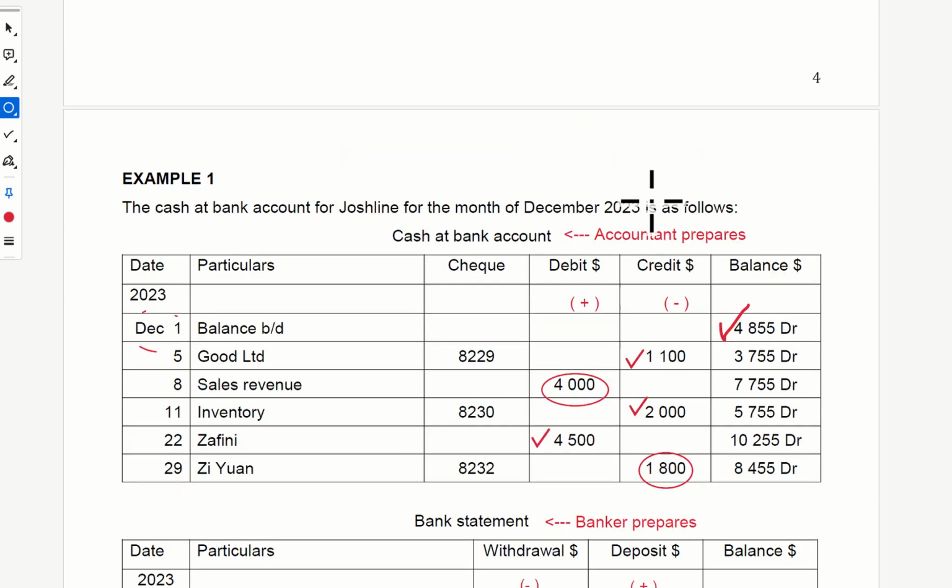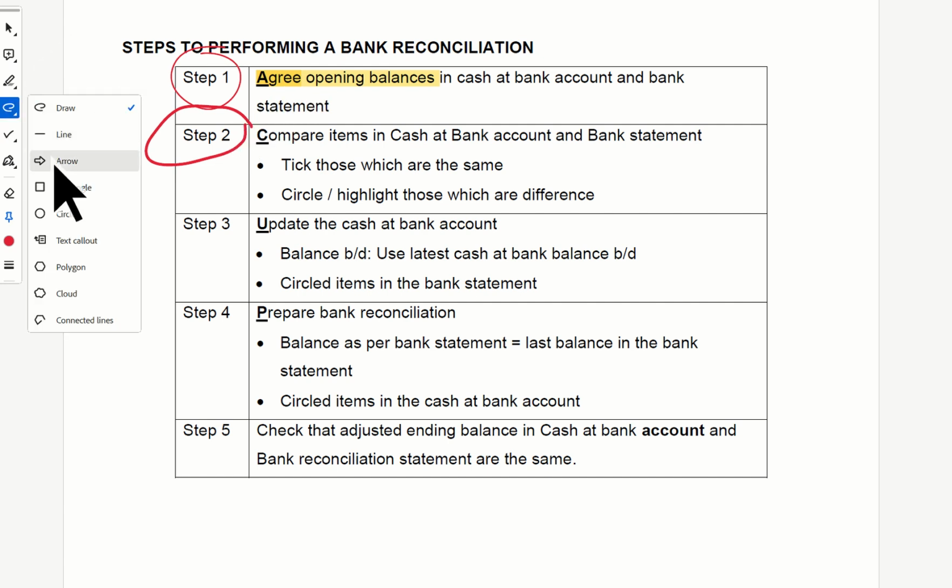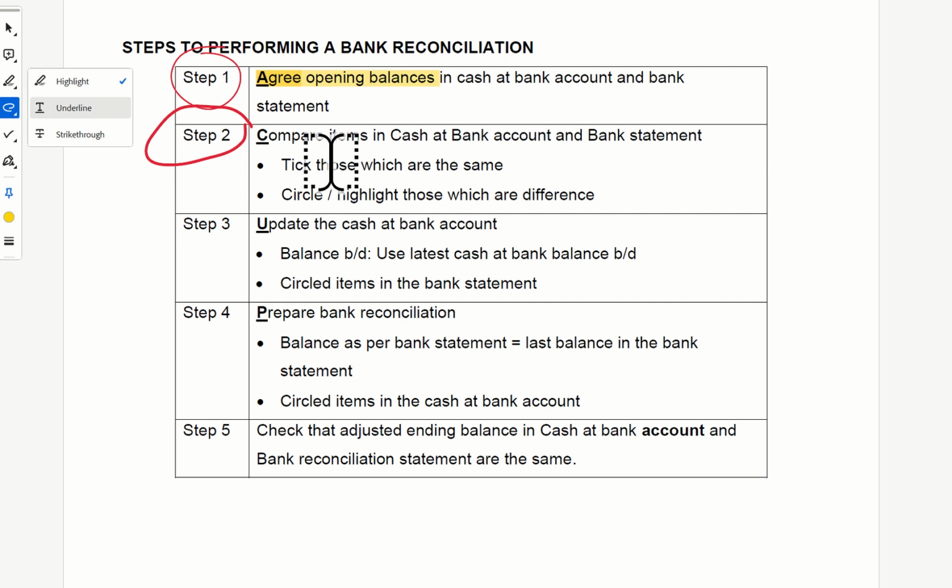So the next thing that you do is this. Okay, so the first step is already done. Sorry, you have already agreed the opening balance. Step 2, you also did. You compare the cash at bank account and the bank statement. You tick those that are the same and you circle and highlight those that are different. The third thing that you're going to do is this.